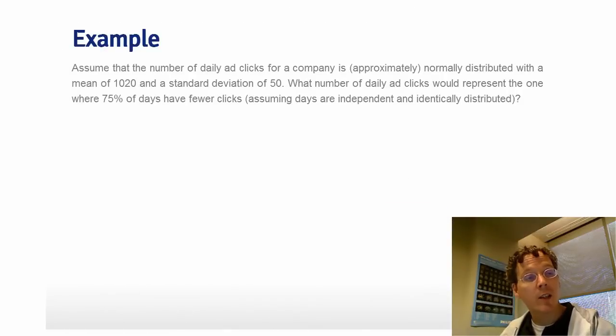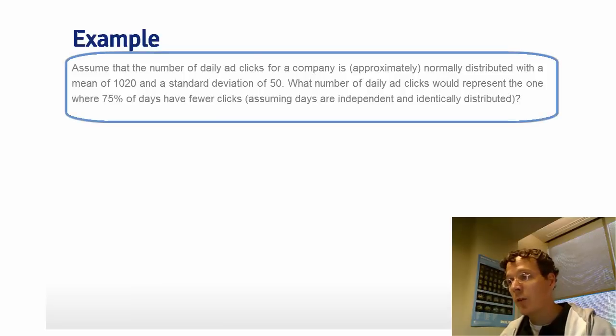Let's do a quantile calculation that's similar. Assume that the number of daily ad clicks for this company is approximately normally distributed with a mean of 1,020 and a standard deviation of 50. What number of daily ad clicks would represent the one where 75% have fewer clicks? And again, we're going to assume that days are a random sample from a population of days. They're an IID sample, so we're not going to be concerned about whether one day being close to another day is going to be more correlated, or whether weekend days have more or fewer clicks than weekdays, or any of these other intricacies that we'll learn later on in the class how to deal with better.